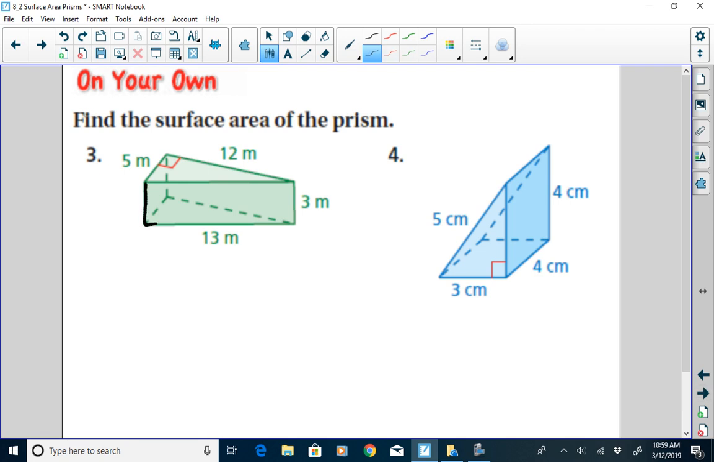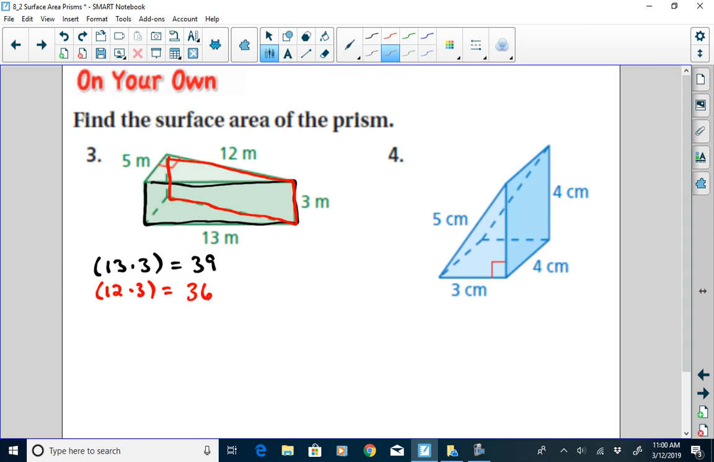Let's start with this rectangle here. Alright, that rectangle is 13 by 3. So I have one rectangle that is 13 by 3. 13 times 3 is going to be equal to 39. Then we have another rectangle. Let's see, I'll do this one here in red. That's this rectangle here. Right, that rectangle is 12 by 3. So that's a 12 by 3 rectangle. 3 times 12 is 36.